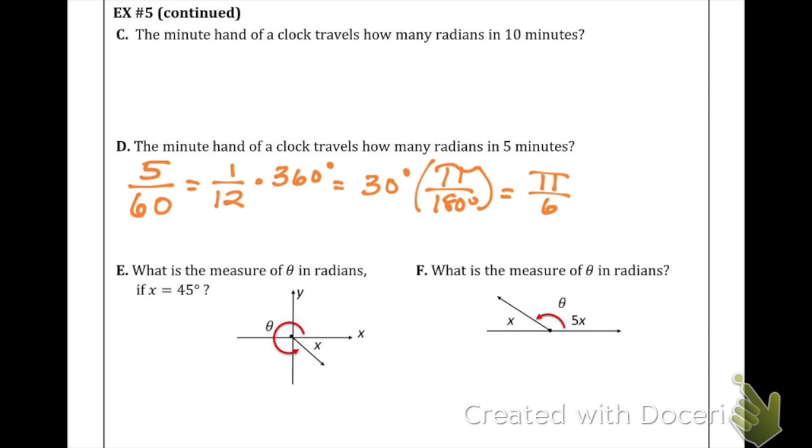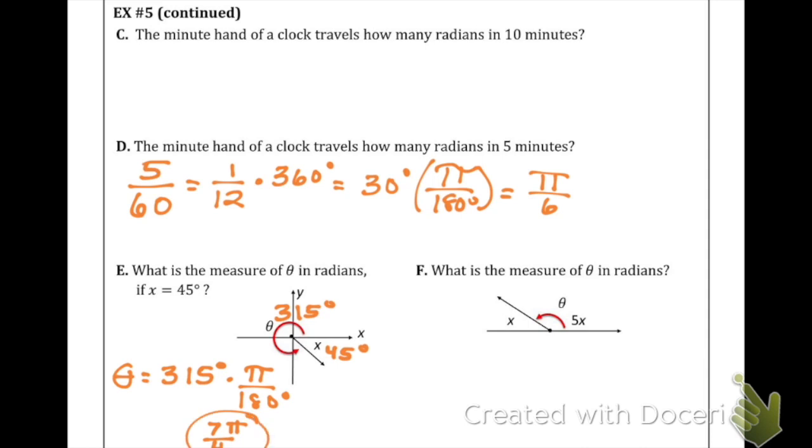And then part E, what is the measure of theta in radians? So if x is 45 degrees, then all of that red would be 360 minus 45, so 315 degrees. So if theta is 315 degrees, converting to radians, times pi over 180, so 315 divided by 180 is 7/4, so 7/4 pi.